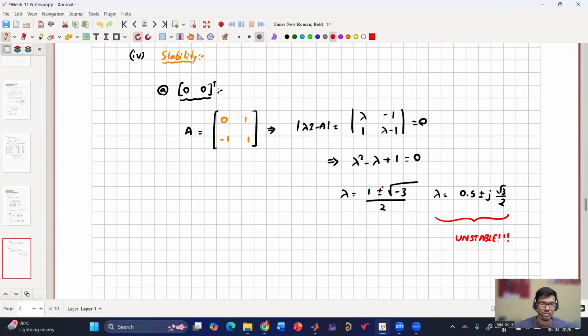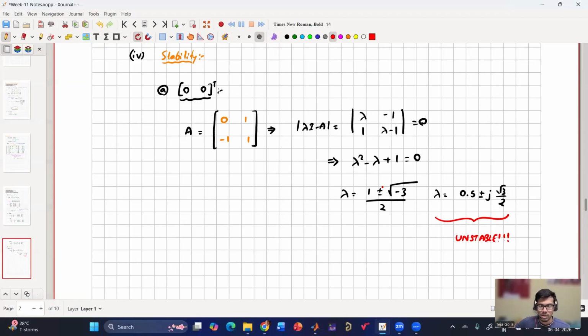So what we have done is we considered the A matrix and then calculated the eigenvalues to comment on the stability. So the determinant of lambda I minus A gives lambda minus 1, 1 and lambda minus 1. And then we calculated lambda square minus lambda plus 1 equals 0. Using minus b plus or minus square root of b square minus 4ac by 2a gives me eigenvalues on the RHP side.